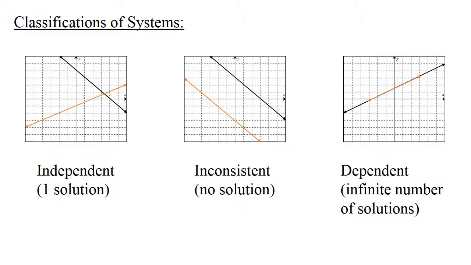So if we go back to this again, independent, just look at the two lines. They're just doing their own thing. At some point they cross each other's path, but then they keep going in their own different directions. Inconsistent, they never cross paths. They never happen at the same moment, ever. And then dependent is when two things are going together all the time. So you have these two lines right on top of each other.